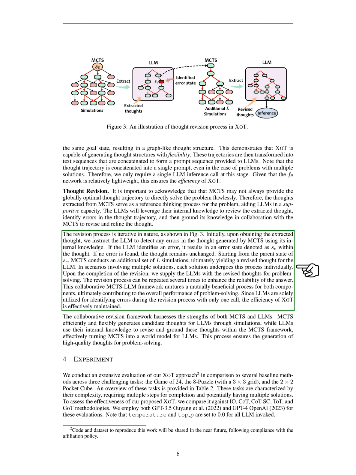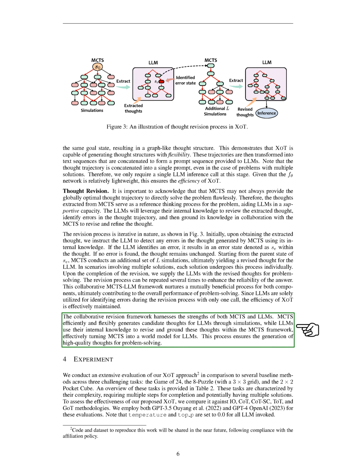This collaborative MCTS language model framework nurtures a mutually beneficial process for both components, ultimately contributing to the overall performance of problem solving. Since language models are solely utilized for identifying errors during the revision process with only one call, the efficiency of the method is effectively maintained. The collaborative revision framework harnesses the strengths of both MCTS and language models. MCTS efficiently and flexibly generates candidate thoughts for language models through simulations, while language models use their internal knowledge to revise and ground these thoughts within the MCTS framework, effectively turning MCTS into a world model for language models. This process ensures the generation of high-quality thoughts for problem solving.